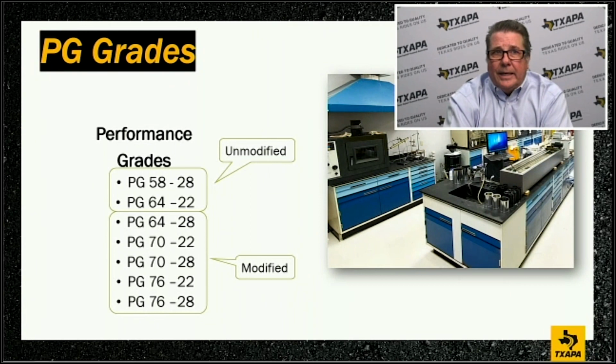So when you get into this modified, you see where it says modified at? If you get into the modifieds, that's going to be your 70s and your 76s, and we'll talk about how to modify and why to modify here in a minute. But the unmodified, the base throughout most of Texas is 64 minus 22, and that's going to be important when we get to the chart here in a second.